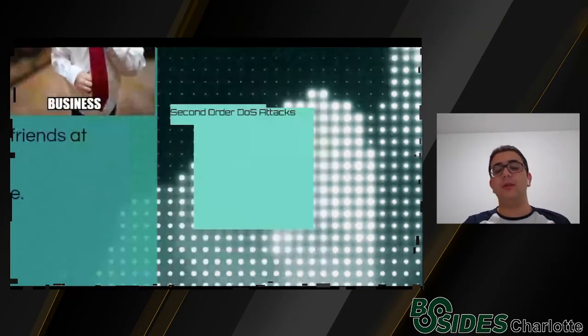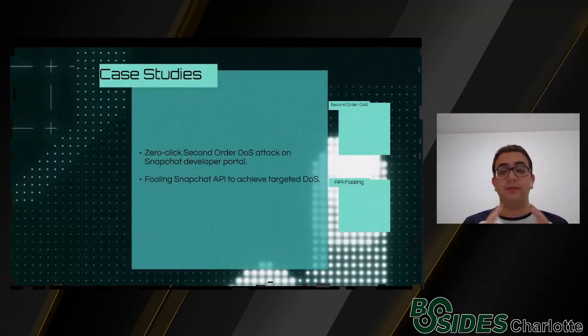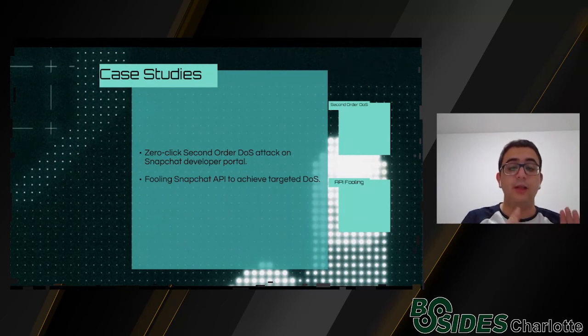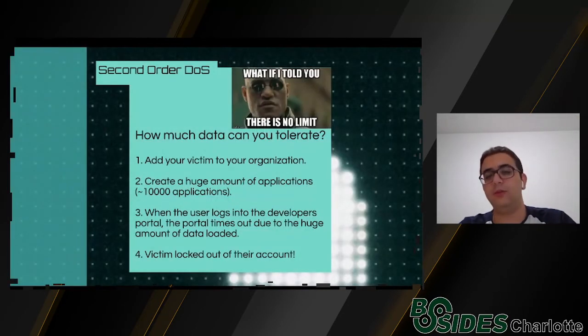Taking it from here, let's look a little bit at some case studies. One of them will be about the second order denial of service attack that we just discussed, and it is in the Snapchat developer portal. The other will be about fooling the Snapchat API to achieve targeted denial of service. It's not related to second order denial of service attack, but it's related to application level denial of service attacks that we discussed before. So let's go into the second order denial of service attack on Snapchat.